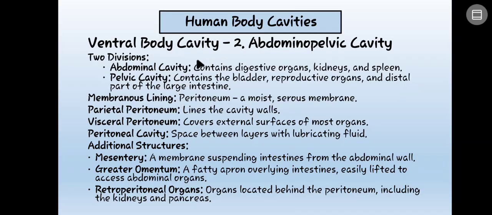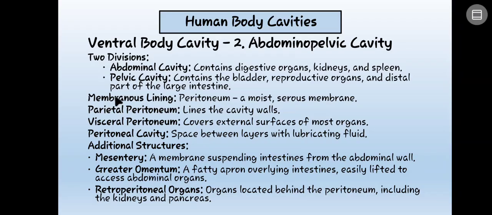Okay, so the ventral cavity consists of the thoracic cavity and the abdominopelvic cavity. The thoracic cavity consists of the pleural cavity and the mediastinum, which also includes the pericardial cavity. We have the pleural fluid in the pleural cavity, and the pericardial fluid in the pericardial cavity. The abdominopelvic cavity, the second portion of the ventral cavity, is further divided into two: the abdominal cavity and the pelvic cavity.